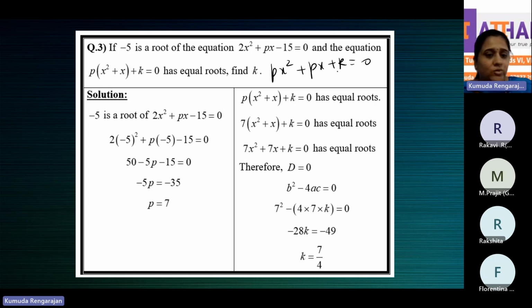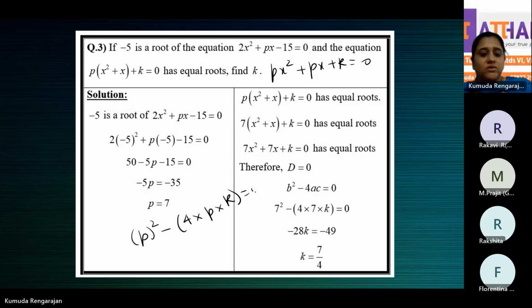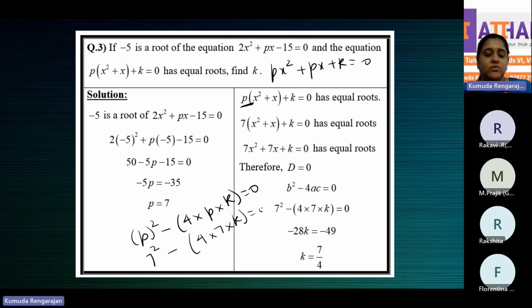This one has equal roots. That means b squared minus 4ac is equal to 0. So what is b squared? P squared. Correct? Minus 4 into A into C. Is equal to 0. So here you can use the value of P. You can substitute P as 7 anywhere. So here, what is it? 7 square, no? Minus 4 into 7 into K is equal to 0. So this is 49 minus 28K, so 49 is equal to 28K.